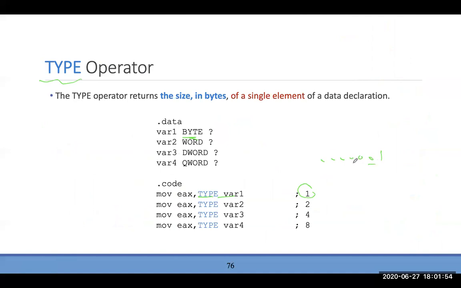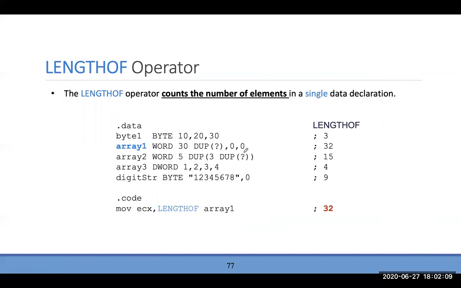Gonna have this part, right? 1, 2, 3, 4. Okay, if you say TYPE var2, it's going to return 2, because this is a word. So it returns the type, just the value in terms of value. A quad word is going to return 8.